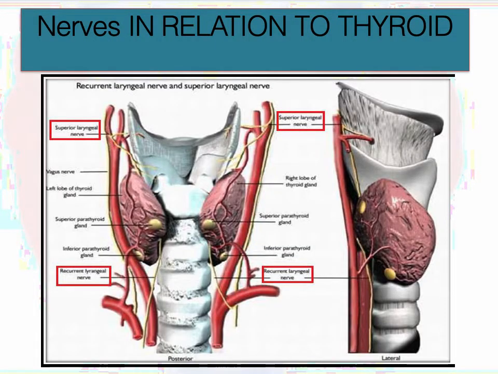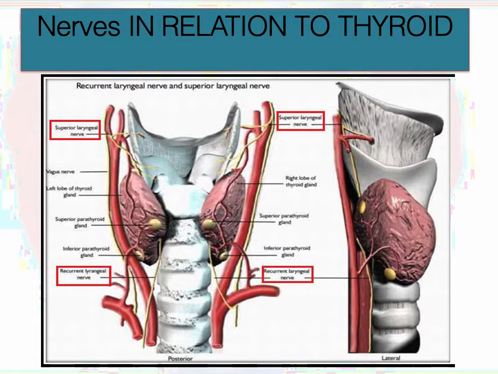Then the nerves in relation to the thyroid. As you can see, these nerves are very important, especially the recurrent laryngeal nerve, because if you cut it, there is a problem with the movement of the vocal cords. So you have to take care of it. You can see the relations of this nerve, and this is the view from posteriorly, where you can see the superior and inferior parathyroid glands. They are 4 in number.